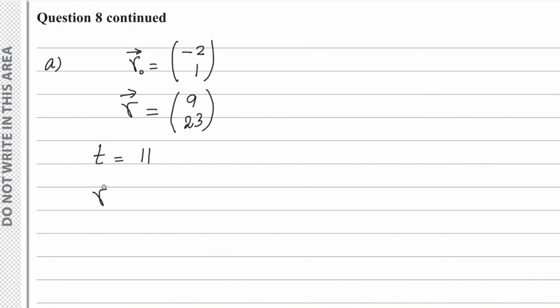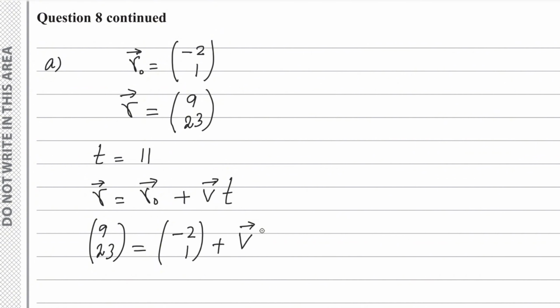This is the position vector for r after 11 seconds. This is the standard formula for representing the position vector after a certain time t, and you have to memorize it. r naught is the starting vector when t is 0, and r is after some time t. Now plug in the values to get v. r is 9 and 23, equals r naught, -2 and 1, plus v, which we need to find, times t, which is 11. We'll move this value there.